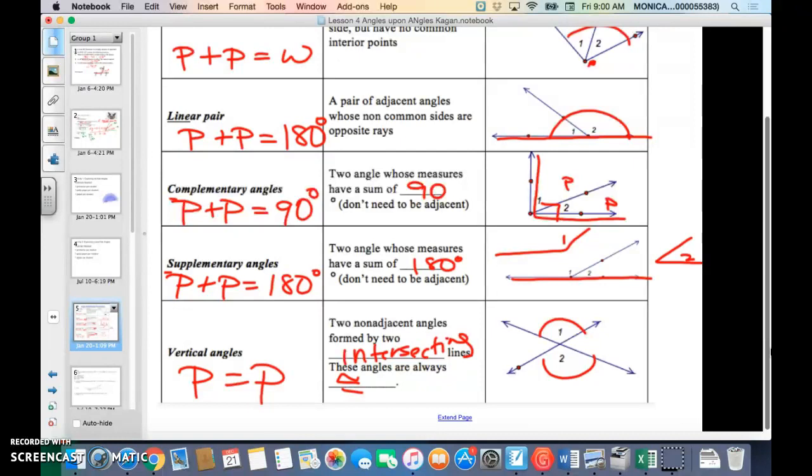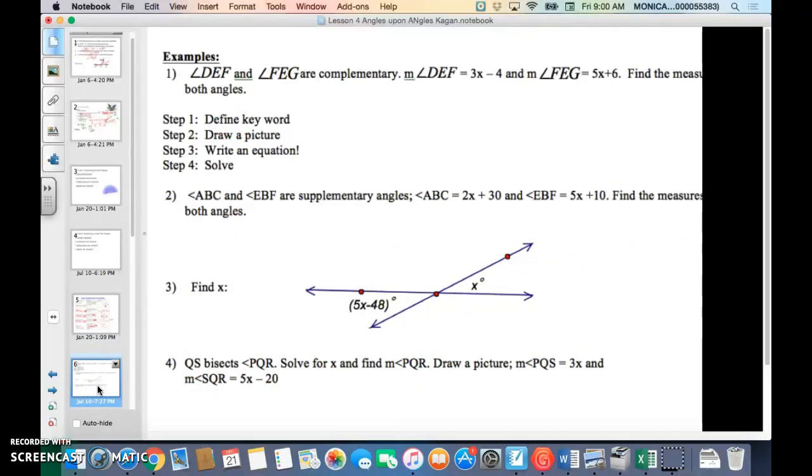These are very important vocabulary terms. You are expected to know the definitions of all of these words, and we're literally going to use these definitions throughout the entire course. So learn them now and you'll save yourself a lot of time later. Okay, let's look at some examples of how we use these vocabulary words to solve key problems.